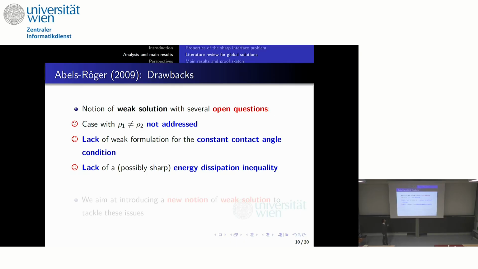And then the lack of an energy dissipation inequality. This point is very important because we have seen many times that there are these new approaches with relative entropy. And so having an energy inequality also for this problem would mean basically that our solution is a kind of Leray-Hopf solution in some sense, plus the Mullins-Sekerka part.